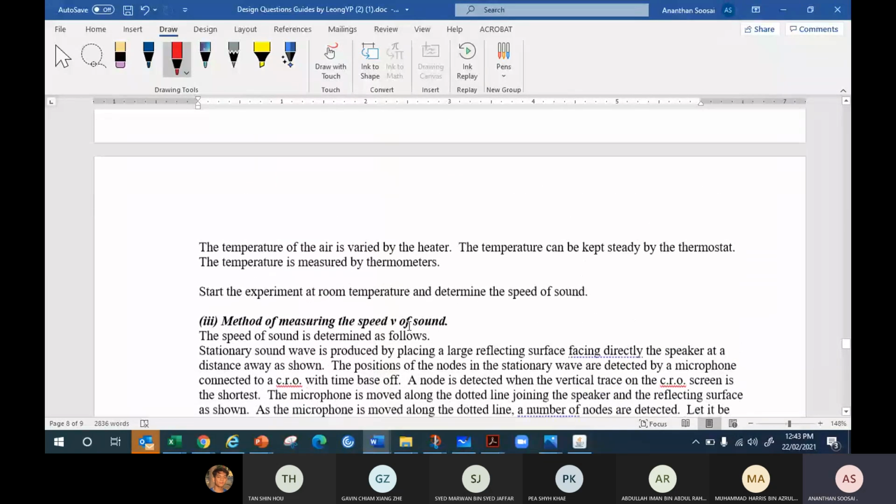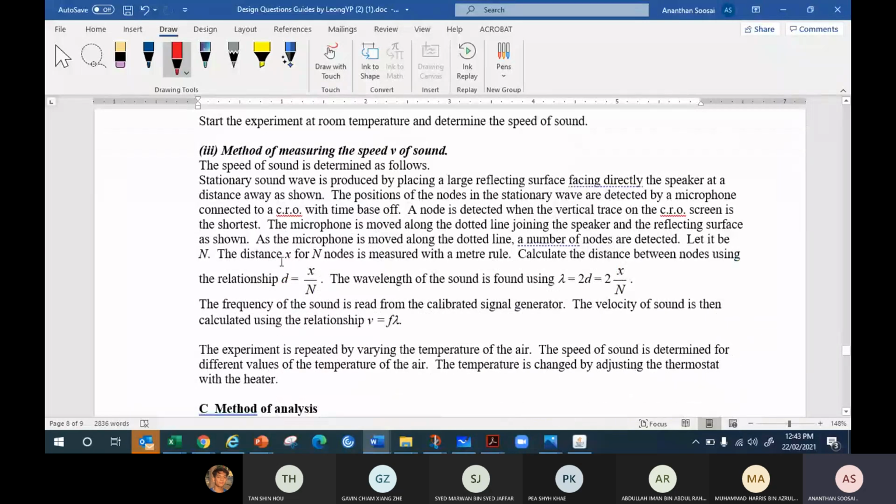So under method, you must tell how to measure the temperature, how to measure the speed, how to maintain the density of the air, or how you change the pressure and so on.